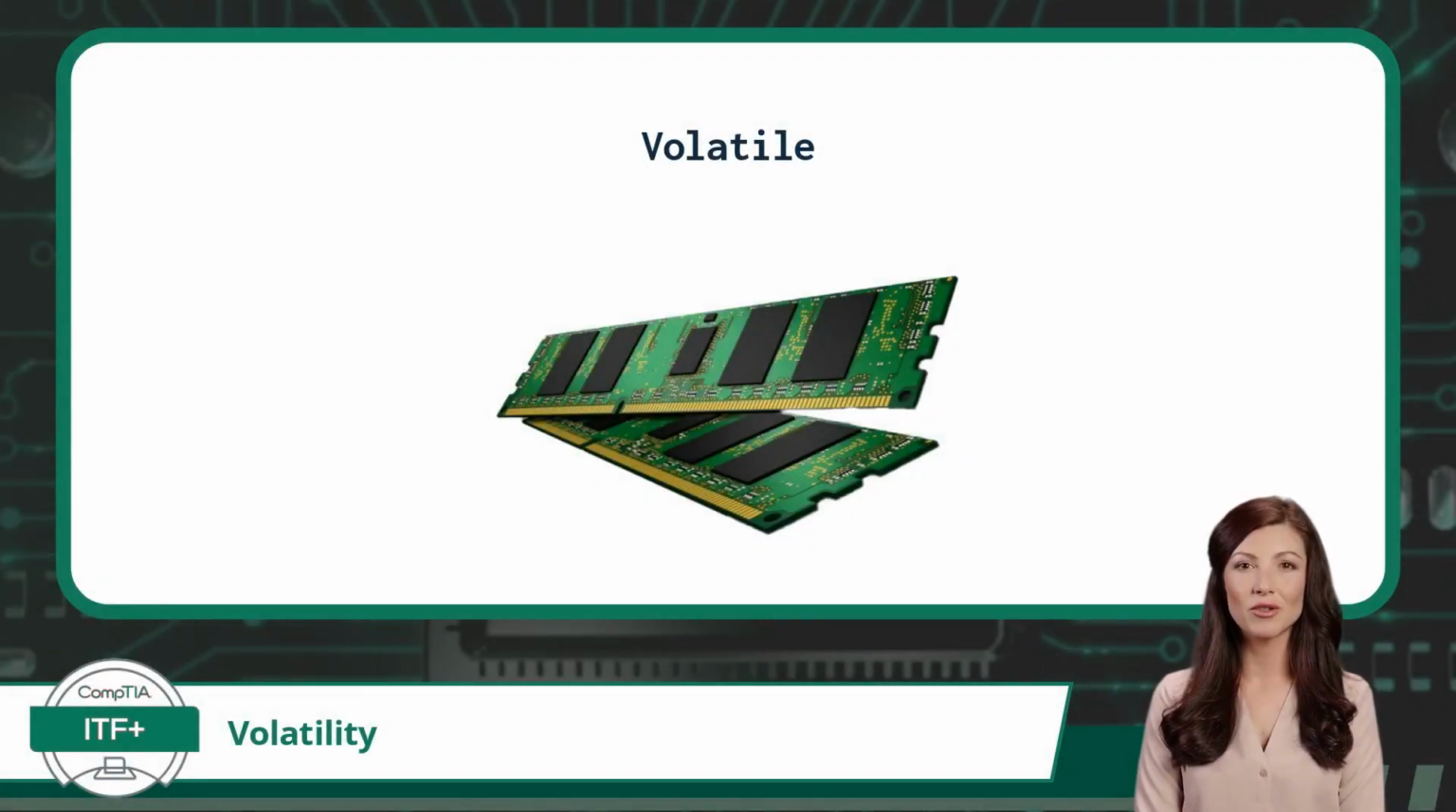Volatile storage refers to a type of storage that requires a continuous power supply to retain data. Random access memory (RAM) is the most common example of volatile storage. When the power is cut off or the system is turned off, the data stored in volatile storage is lost. This is your temporary storage option.